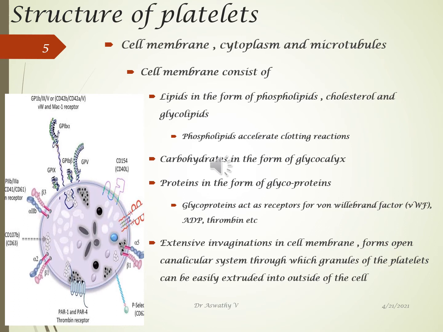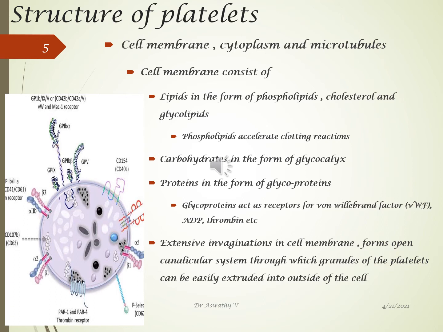Then it has carbohydrates in the form of glycocalyx. Then it has proteins in the form of glycoproteins, which is very important. See the structure of the cell membrane there. You can see many glycoproteins acting as receptors for different things like von Willebrand's factor. We will study about it in detail in the coming slides. Then ADP, thrombin, etc. All these things will help in intercellular signaling. That means from one platelet to the other platelet, then from platelet to the endothelium, then from platelet to the subendothelium. All these glycoproteins will help.